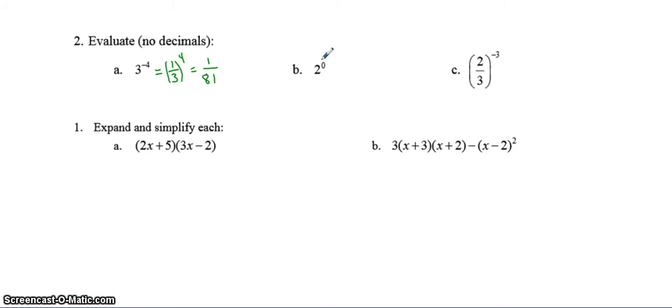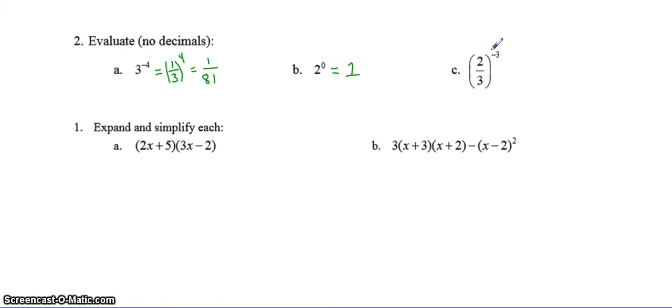For example B, doesn't matter what the base is, if the exponent is 0, it is equal to 1. So anything, the base is irrelevant as long as it's not 0. If the exponent is 0, then it's equal to 1.